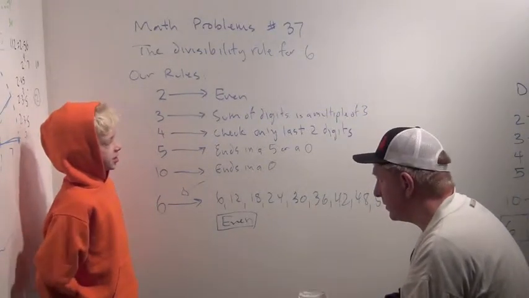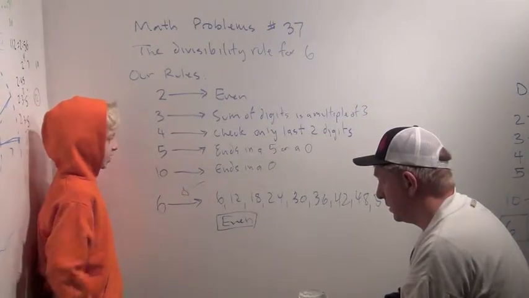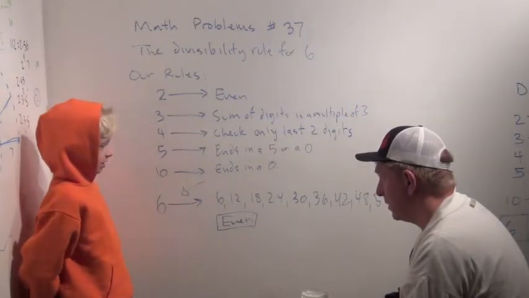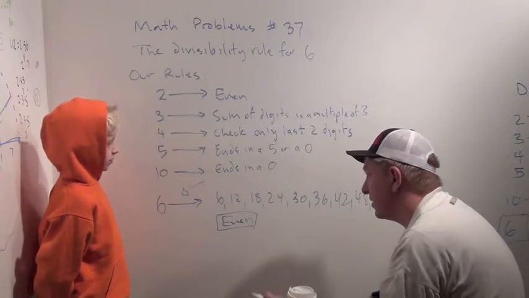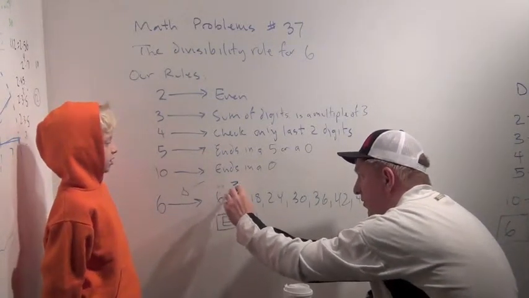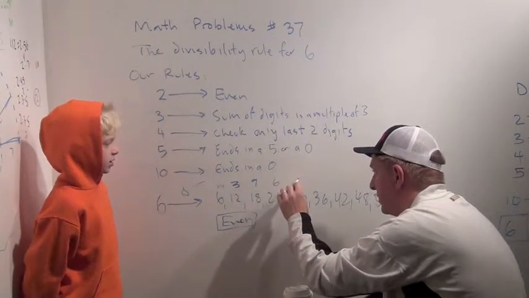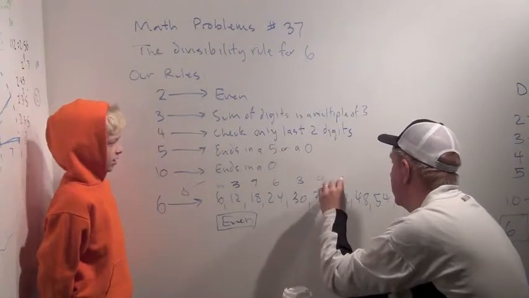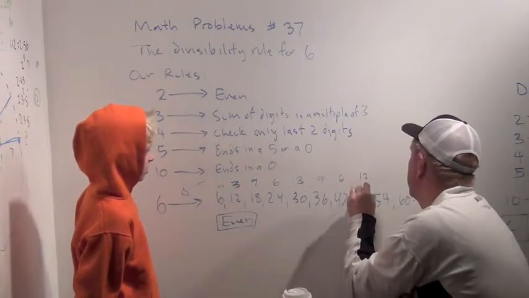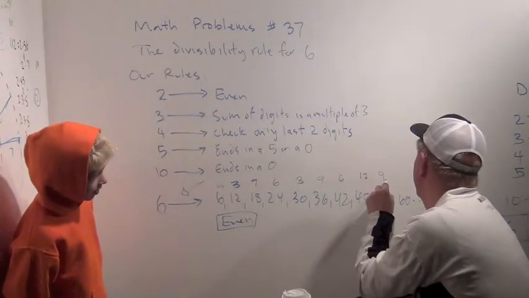For 3, the sum of the digits is a multiple of 3. Well, some of these numbers add up to 6. Oh, the sum. Okay, so let's look at the sum of the digits. Here it's 6, 6, 3, 9, 6, 3, 9, 6, 3, 12. 4 plus 8 is 12. 5 plus 4 is 9, and then 6.